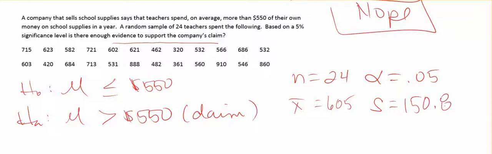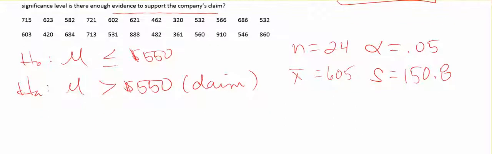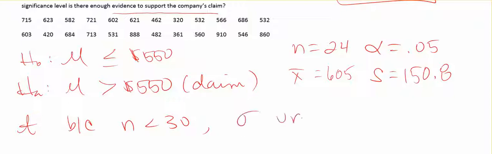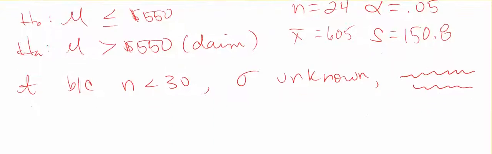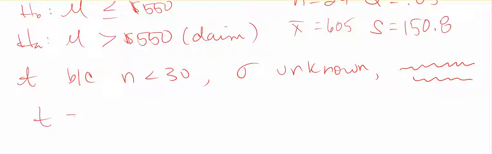Now I can finish the problem. So are you going to use Z or are you going to use T here? Well, definitely T, because N is less than 30 and sigma is unknown. We're going to assume a normal distribution. That's me writing assume normal distribution. And now we need to find T.